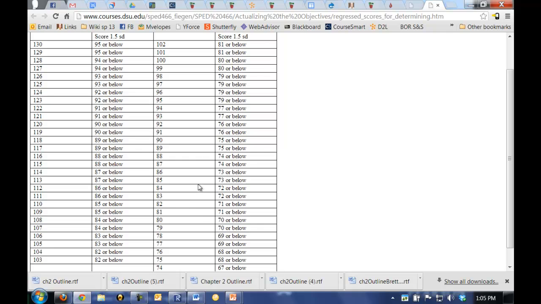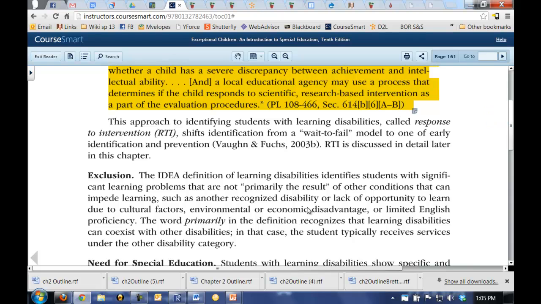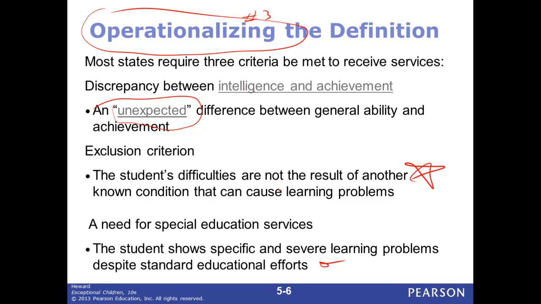And so, in my opinion, it was really a failed model, and this was a huge step in the right direction. Called response to intervention, it shifts identification from a wait-to-fail model to one of early identification and prevention. RTI is discussed in detail later in the chapter. So it was a huge step. I'm going to bring you back and ask you to put that here. This would be number 4, I believe. Wait to fail. You put that there and mark it clearly.